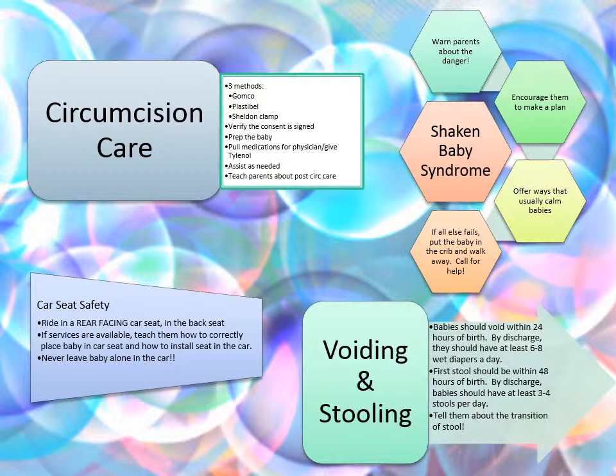You will also teach them about voiding and stooling. Babies should void within 24 hours of birth. By discharge, they should have at least 6 to 8 wet diapers a day. Their first stool should be within 48 hours of birth. By discharge, the baby should have at least 3 to 4 stools per day, and then you want to tell them about the transition of the stool process.